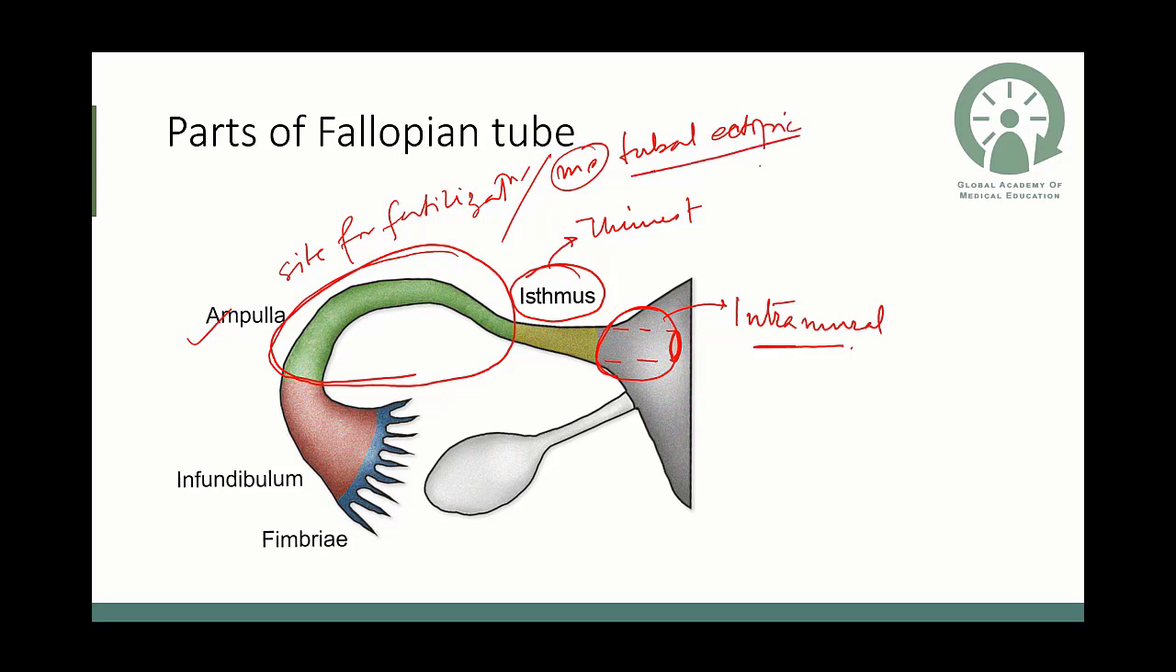Almost 80% of the ectopic pregnancies happen in this area, this ampulla. Also, this is the site for sterilization, right? If we have to ligate a tube, we do it at the level of the ampulla. So after the ampulla comes the broader part of the fallopian tube, which is known as the infundibular part, and the end of the infundibulum is associated with finger-like projections known as the fimbria. Okay.